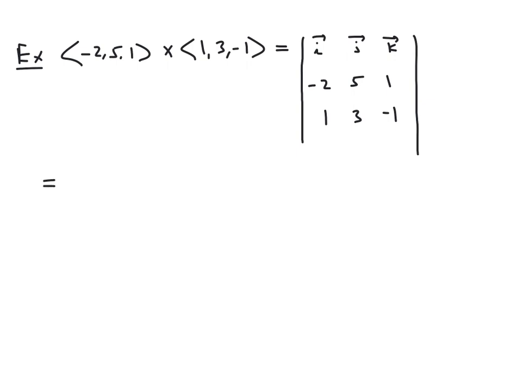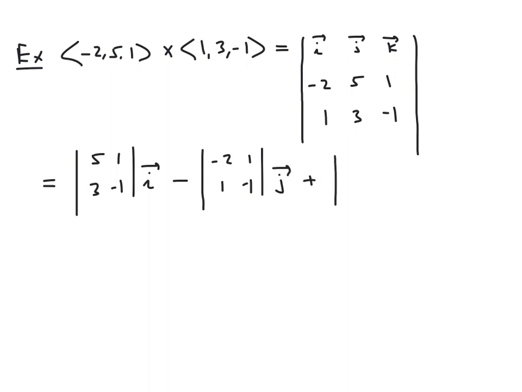All right, so when we go to compute this 3x3 determinant, we're going to go right across the top row. So we'll start with i, and we'll want to multiply i by the determinant of the remaining 2x2 matrix, which will be 5, 1, 3, -1. That'll be times i. Remember, the second term here is subtracted. So with the j, we remove the first row and second column. So we're left with -2, 1, 1, -1. This is j. And then for k, we remove the first row and third column. So we have -2, 5, 1, and 3. All of that times k.